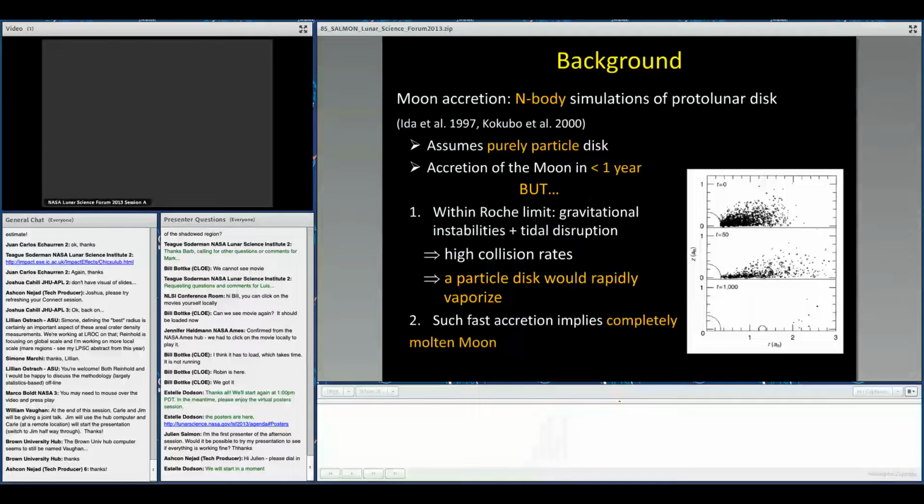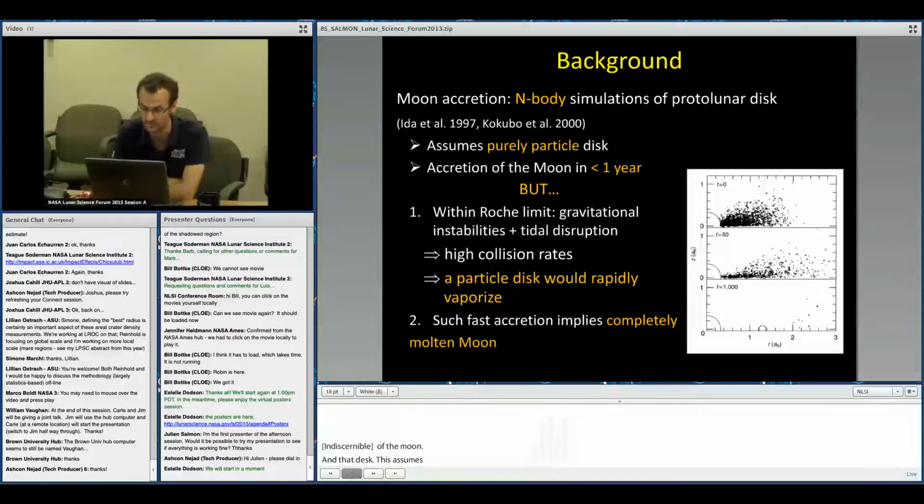that the disk is made only of particles, condensed material, and they show that you can form a moon-like object on a timescale of an order of a year.